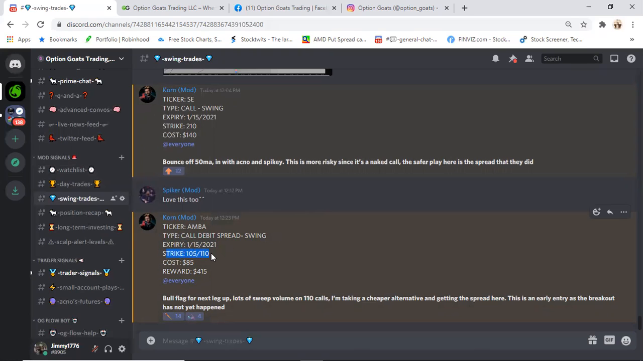He's buying the 105, selling the 110. This is a debit spread, which you could use the debit spread crash course for if you're not familiar with it. Cost is $85. The reward is $415.